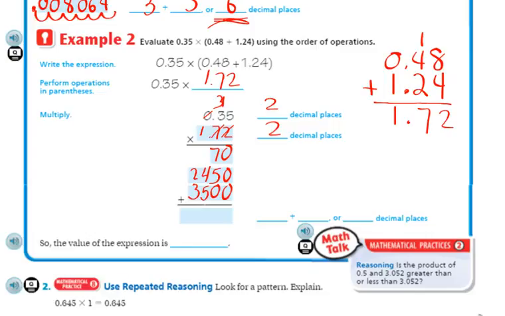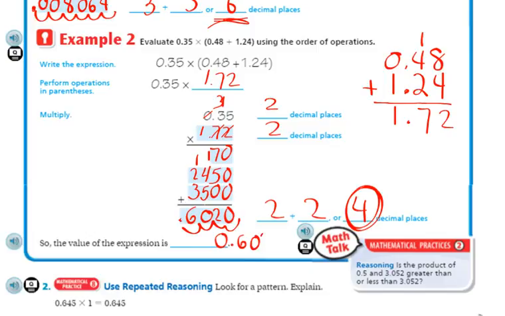So I'd have 3500. We are going to add down: zeros, 12, carry my 1. 5 and 5 is 10, carry the 1. 3 and 3 is 6. I have 6020. Not my final answer, because I'm going to place my decimal point. I have 4 decimal places, so I want to count back 4 spaces, starting to the right of the 0. Counting back to the left, 1, 2, 3, 4. I have a final answer here, as I'm going to write on my line, of 0.602. And you don't need the 0 on the end, but if you place it, you're still good to go.